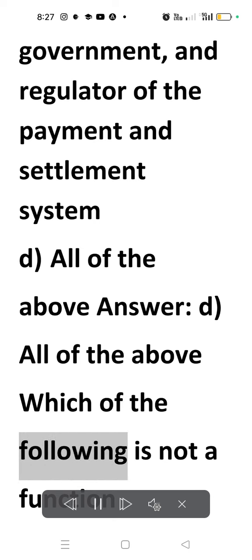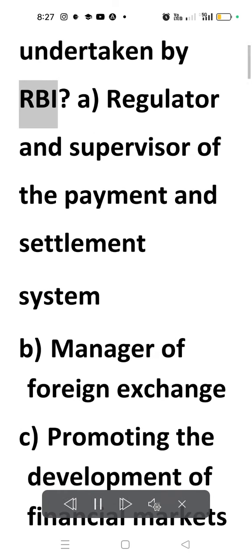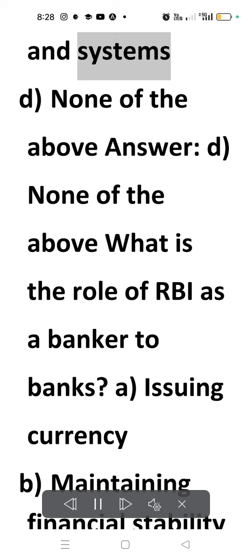Which of the following is not a function undertaken by RBI? A. Regulator and supervisor of the payment and settlement system. Manager of foreign exchange. Promoting the development of financial markets and systems. None of the above. Answer: D. None of the above.